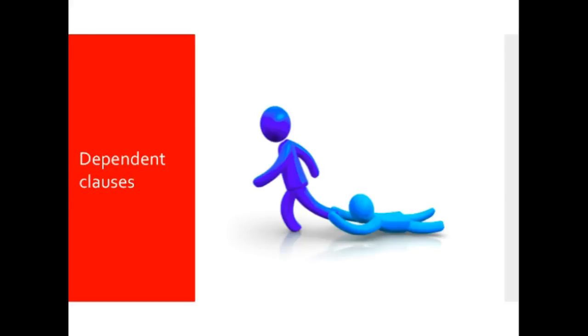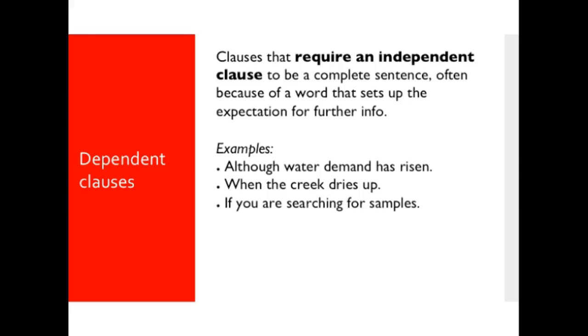So there are two types of clauses out there. One is a dependent clause. So take a second and think about what a dependent clause is. This little image here might give you some sense of a dependent clause's necessity to have something else. So a dependent clause is not a complete sentence. It requires an independent clause in order to be one. And usually that's because of how it's set up.